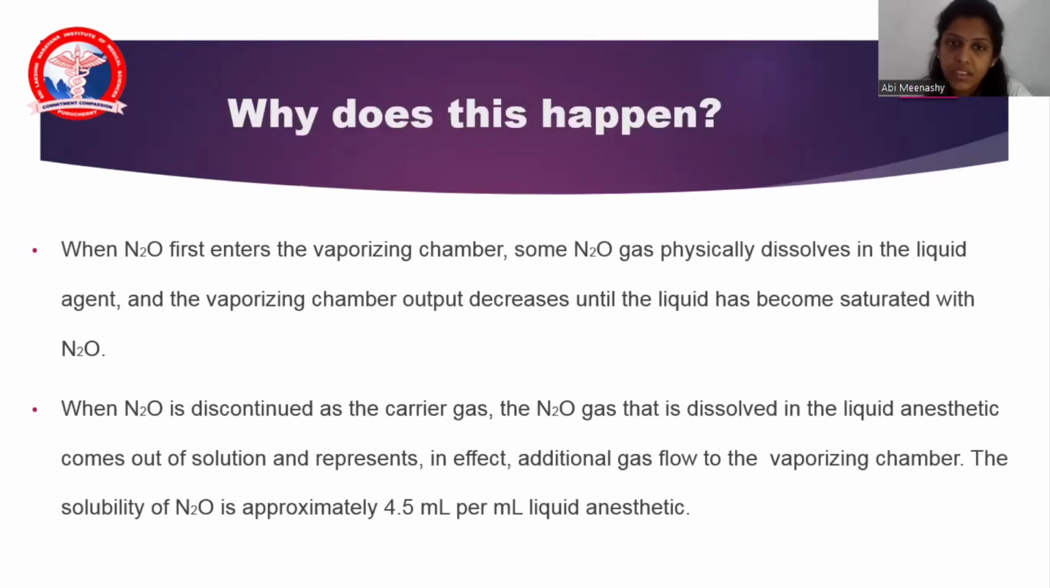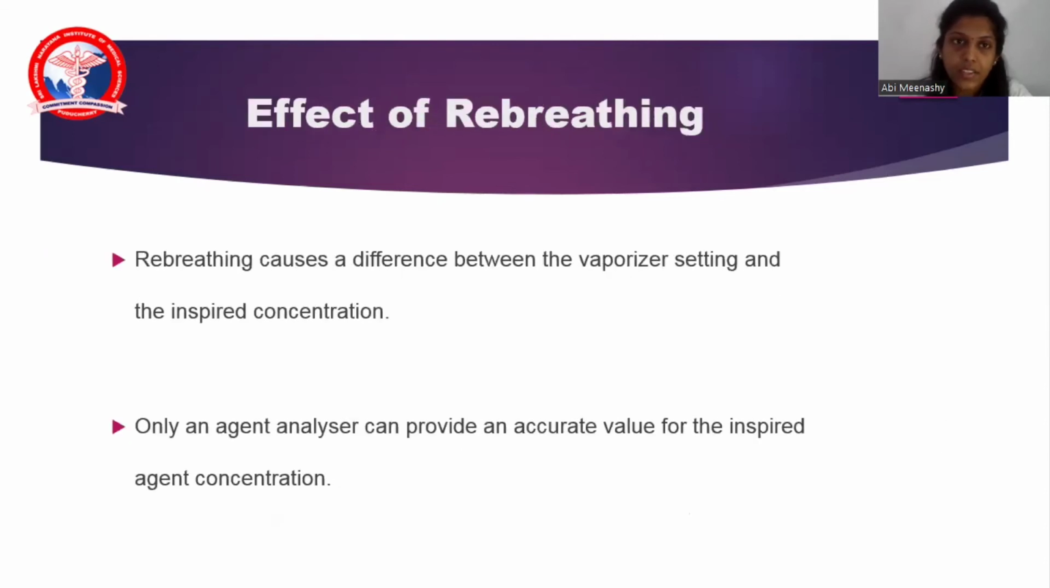When nitrous first enters the vaporizing chamber, some nitrous gas physically dissolves in the liquid agent, and the vaporizing chamber output will decrease until the liquid has become saturated with the nitrous. So it will take a while. When nitrous is discontinued as carrier gas, nitrous that is already dissolved in the liquid anesthetic agent comes out of the solution, in effect adding additional gas flow to the vaporizing agent. The solubility of nitrous is approximately 4.5 ml per ml of liquid anesthetic. So you need to be careful while using your nitrous.